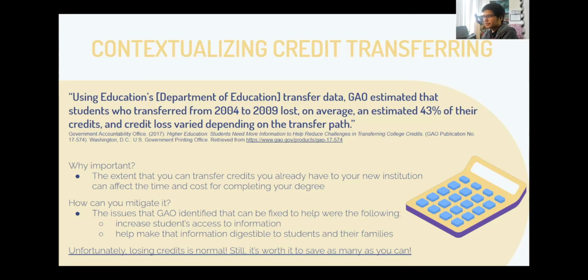Well, the Government Accountability Office identified 2 solutions to help students not lose their credits. You either increase the students' access to information regarding transferring, or you help make that information digestible to students and their families. But as a general disclosure, and this is realistically, unfortunately, losing credits is normal, but even still, it's worth saving as much as you possibly can.